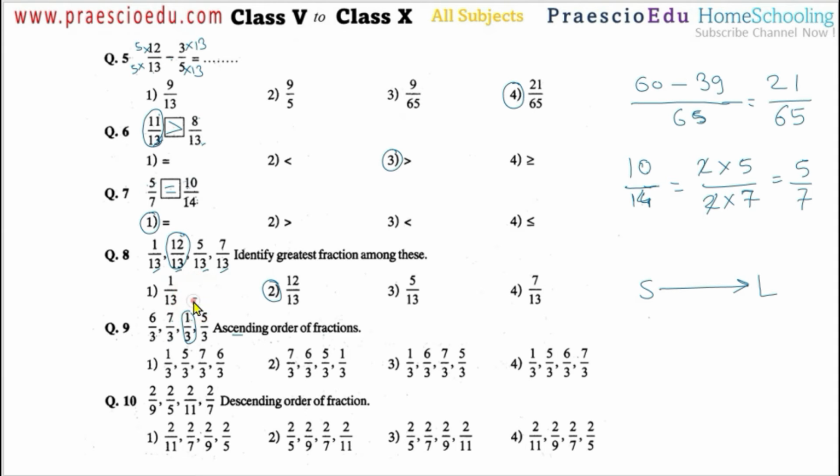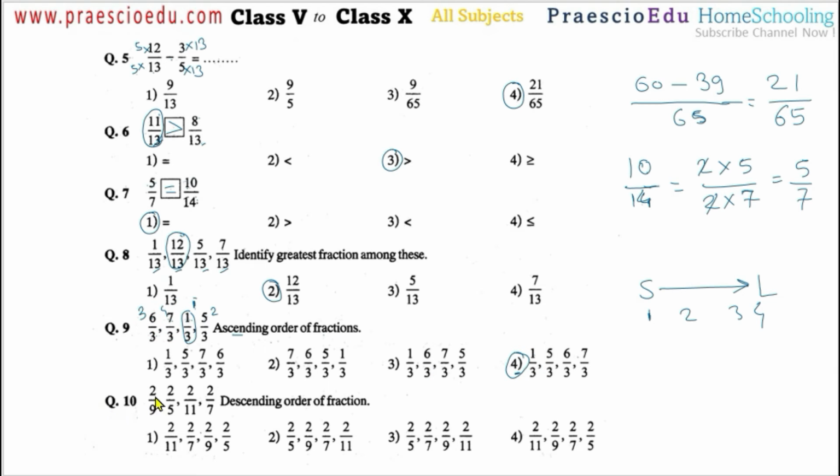So I just make the numbering: 1, 2, 3 and 4. The first fraction is this one. After this one there is the 5, so this is 2. After this one 6 is there, so this is 3, and then 4. So the ascending order is like this, and we have to see in the options whether that is mentioned. This is mentioned in option number 4: 1, 5, 6 and 7. This is the order, so option number 4 is the correct one.